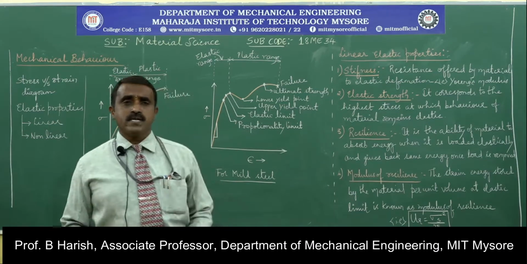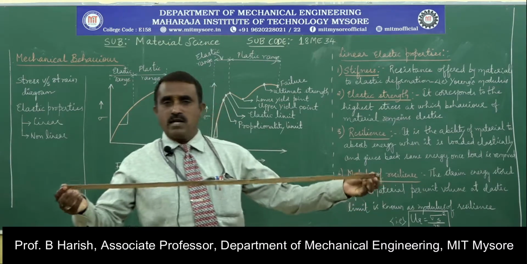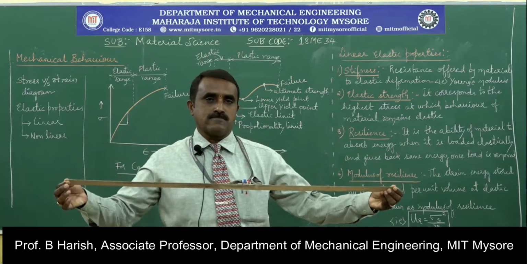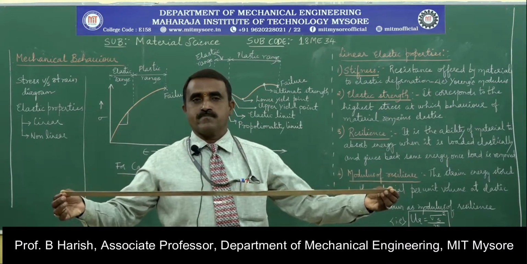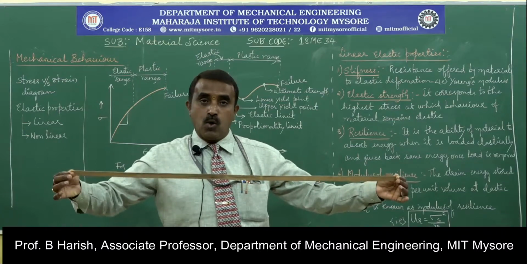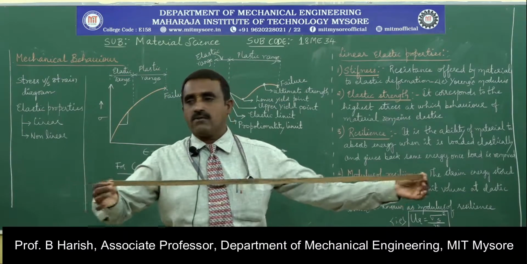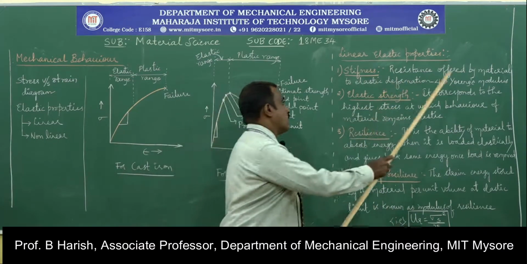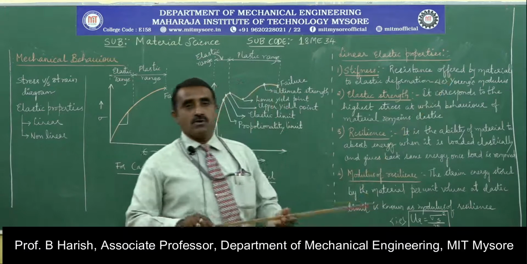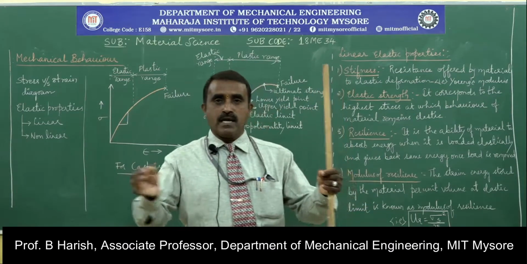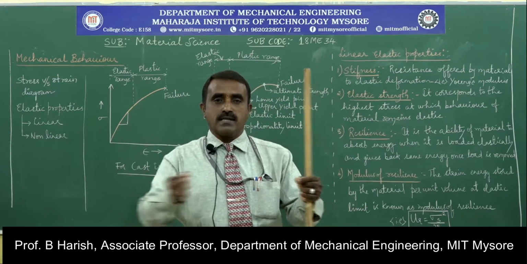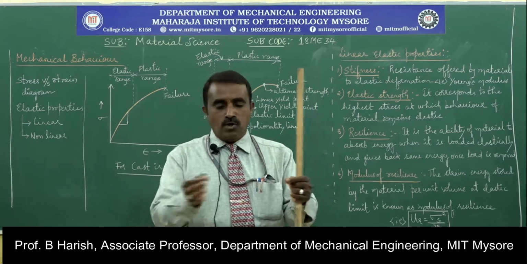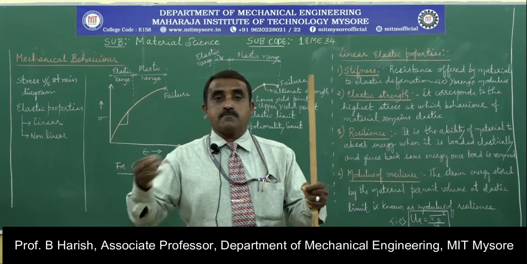So what do I mean by this? If you take a specimen and start loading, the specimen offers resistance. Only when your load is more than the resistance offered can we see the deformation. That is what it says: resistance offered by a material to elastic deformation. If you take a rubber band and pull it, only when your load is higher can the changes take place. If you pull it, you can experience that.